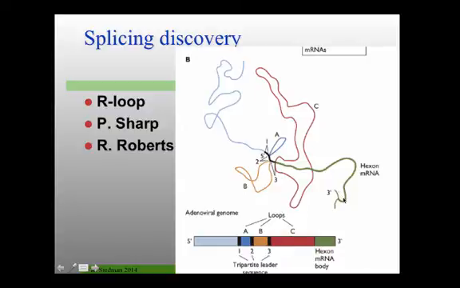What would this be? Single-stranded. What do you get on messenger RNAs? Poly-A tails. So that's your poly-A tail.